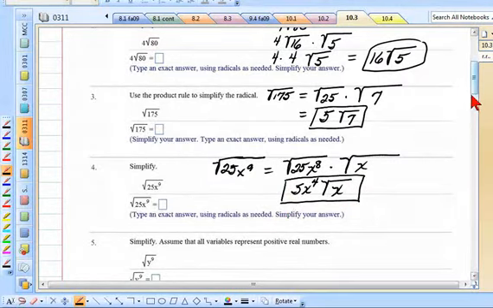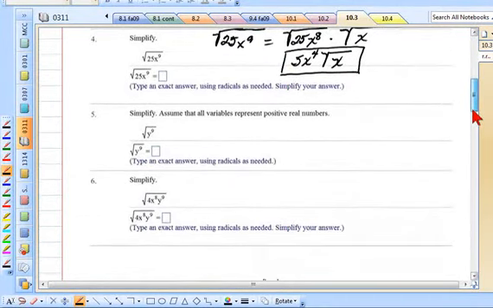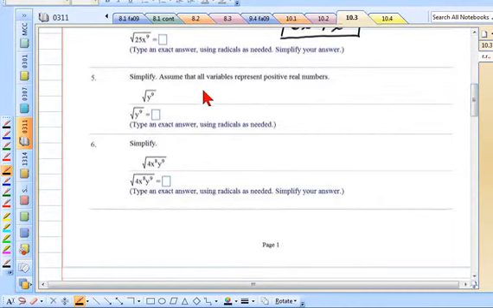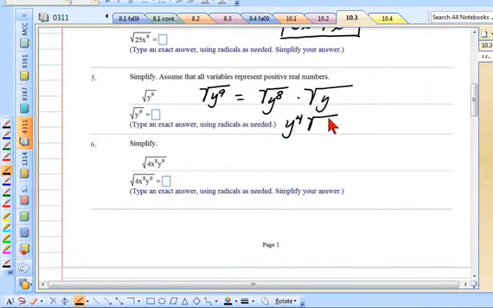Variables are actually easier than the numbers. Number 5 is very much like that. You're asked to simplify the square root of y to the 9th. Well, take 1 away from any odd number and you'll have an even number, and there's a y. So it's going to be y to the 4th times the square root of y.